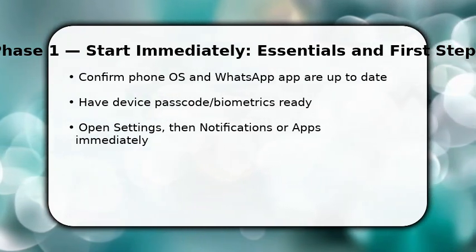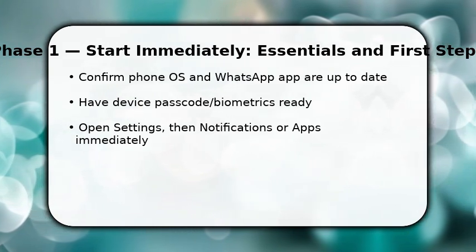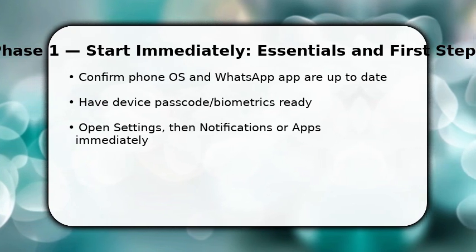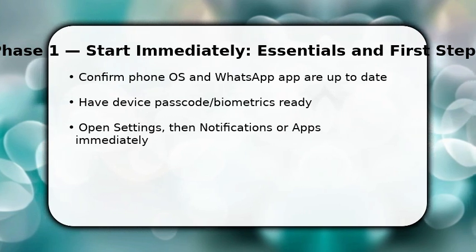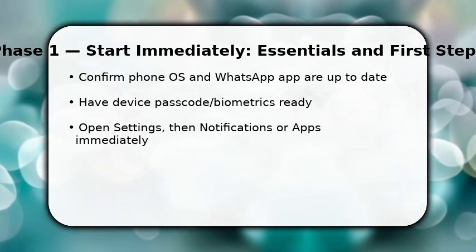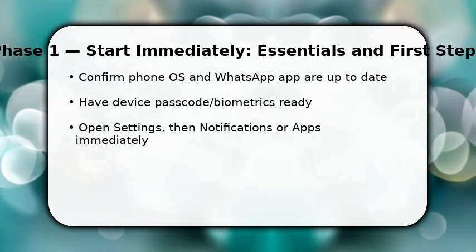That speeds things up. Make sure System Do Not Disturb is off or configured for exceptions, because that blocks lock screen alerts. If you have a separate lock screen settings panel, open it too so you can toggle visibility in the next step. Now you tap WhatsApp inside Apps, then choose Notifications.